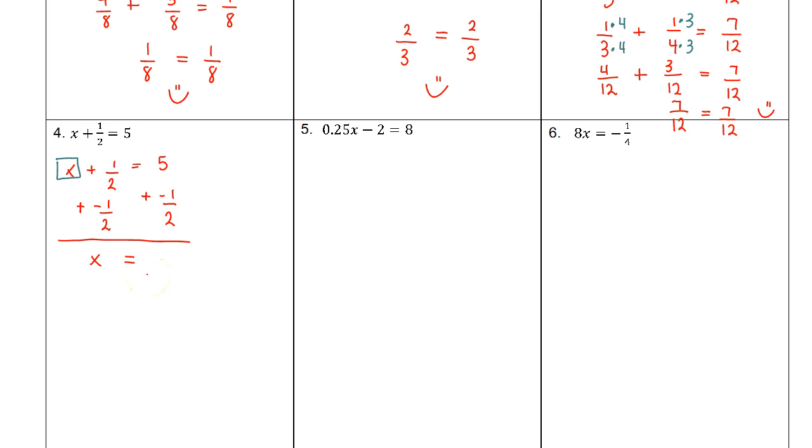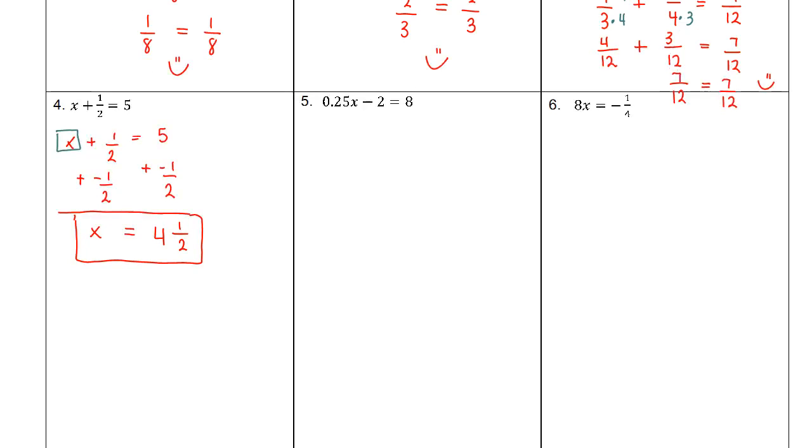On the right side, we can be logical about this. So if I have a positive 5 and I'm adding a negative 1/2, I'm going to have half of a 0 pair, and that's going to leave me with 4.5 remaining. So positive 5 and positive 1/2 would be 5.5, but I have positive 5 and negative 1/2. So I am essentially subtracting the 1/2, and that gives me 4.5. So I have my solution. That was pretty quick.